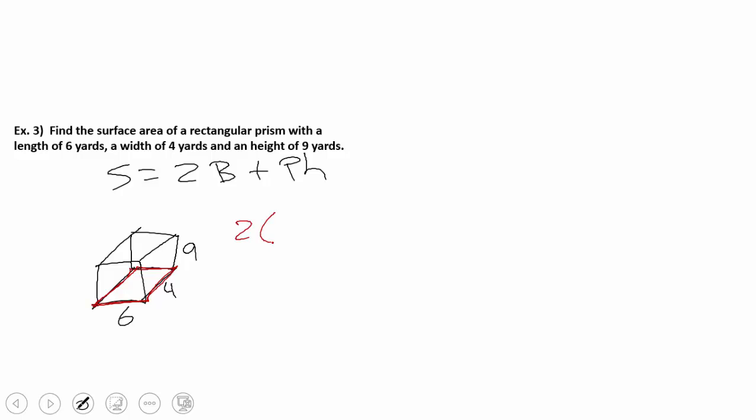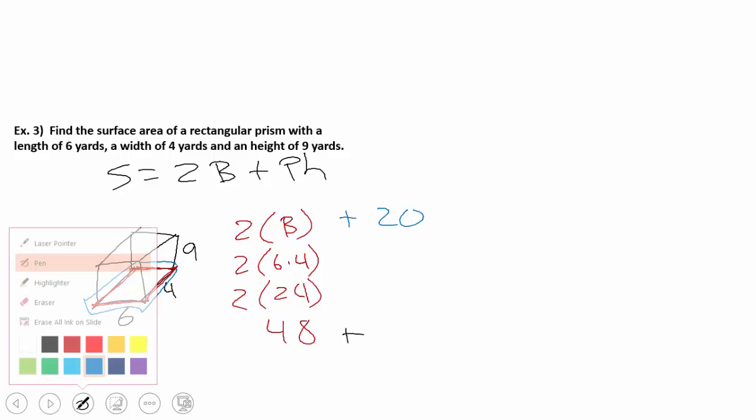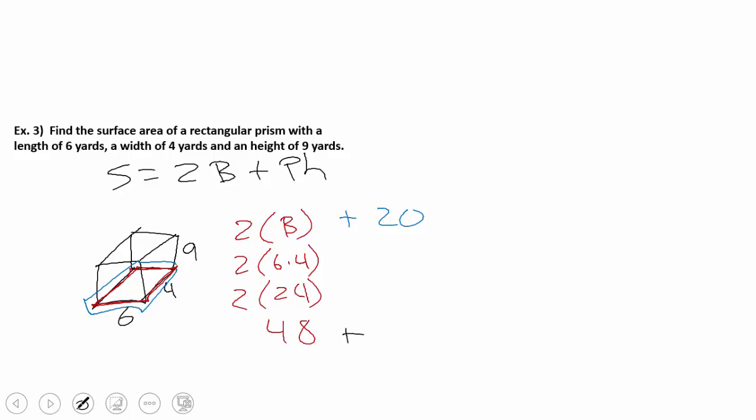So 2 times area of the base is going to be 2 times 6 times 4, and that's 24. And 2 times 24 is 48. And we're going to add to that the perimeter of the base, the distance around this bottom base. And I'm going to say that that's 6 plus 4, that's 10, and another 10 is 20. So this is plus 20 times the height. The height is the distance between the 2.